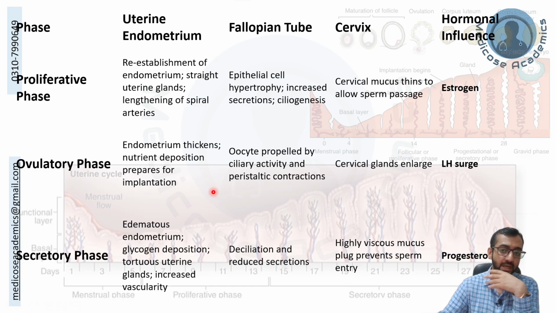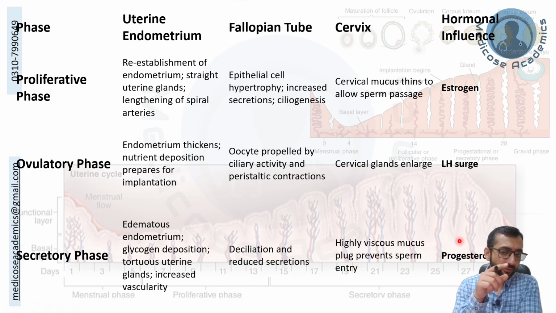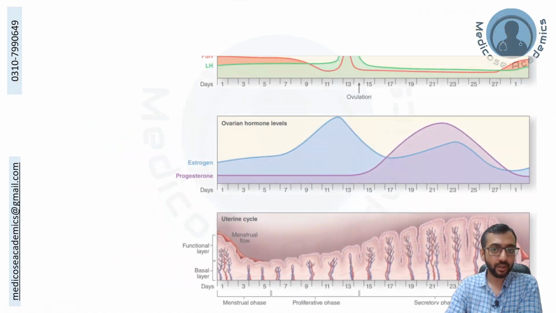This is triggered majorly by LH, and then there is edema of the endometrium, glycogen deposition, tortuous uterine glands, and increased vascularity through spiral arteries. This is occurring in the endometrium, and the fallopian tube is rolling back: ciliation becomes deciliation, secretion is reduced, and the mucus plug is thickened again to prevent more sperm entry, all through progesterone. I have not mentioned the menstrual phase in this table, and that is due to the decrease in the level of progesterone, where everything falls apart and, apart from the basal layer, everything shuts off.